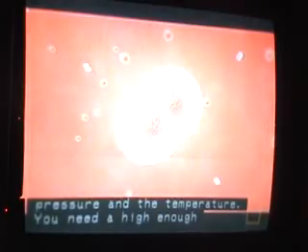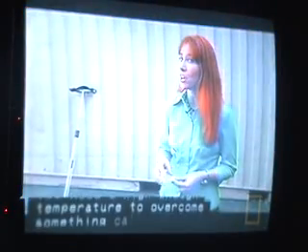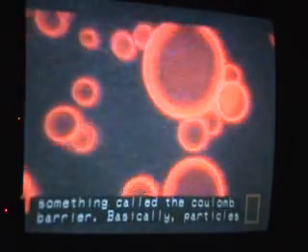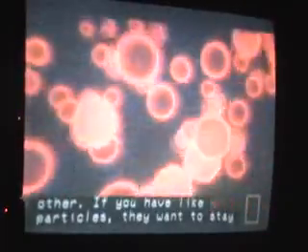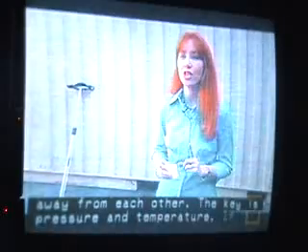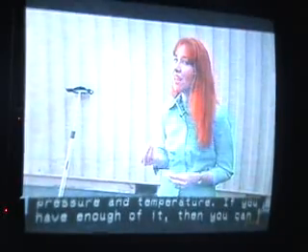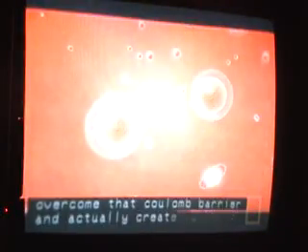We need a high enough temperature to overcome something called the Coulomb barrier. Basically, particles don't like to get near each other. If you have like particles, they want to stay away from each other. The key is pressure and temperature. If you have enough of it, then you can overcome that Coulomb barrier and actually create fusion.